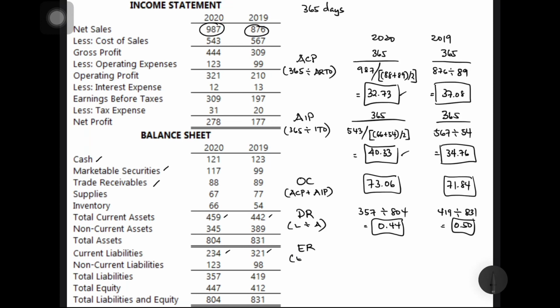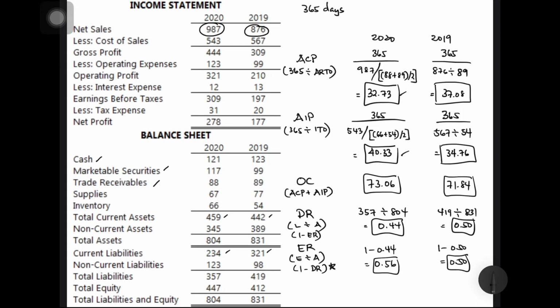Now let's compute your equity ratio. This is equity divided by assets, but you can also do 1 minus debt ratio, following the accounting equation. And then for debt ratio, you can also do 1 minus equity ratio. For this one, let me use this formula. So 1 minus 0.44, answer is 0.56. And then for 2019, 1 minus 0.50, answer is 0.50.